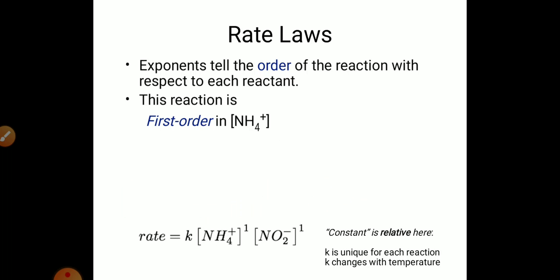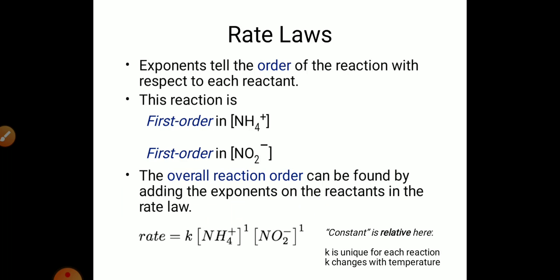Now, in the rate law, the order of the reaction with respect to each reactant is first order with respect to NH4+ and first order with respect to NO2-. The overall reaction order can be found by adding the orders of reaction: rate equals k [NH4+]^1 [NO2-]^1. So the overall order of the reaction is 1 plus 1, which is 2.